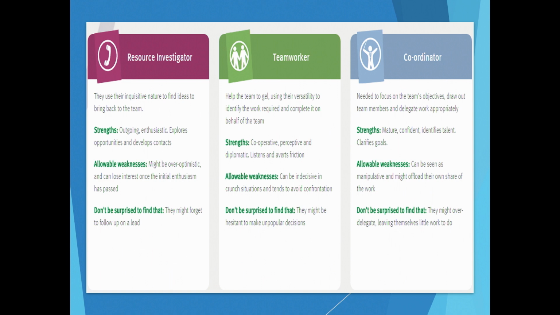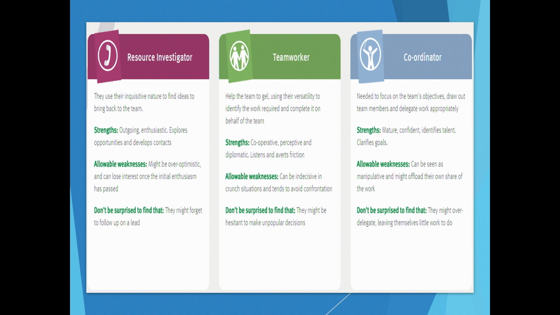Their allowable weakness is that they can be indecisive in crunch situations and tend to avoid confrontation because, again, that's going to interfere with getting the work done. So it's about gelling as a team to get the work done. So they're not really going to be sticking their neck out to make big decisions. Don't be surprised to find they may be hesitant to make unpopular decisions.